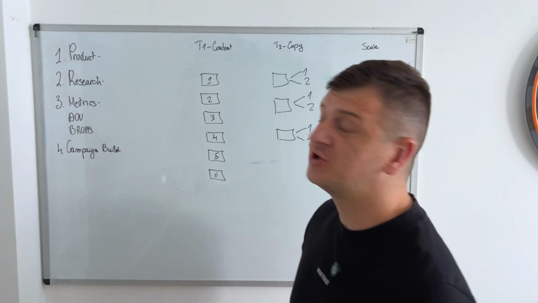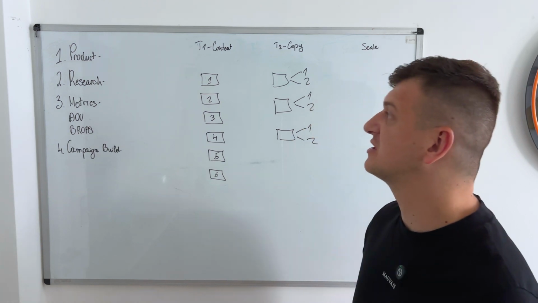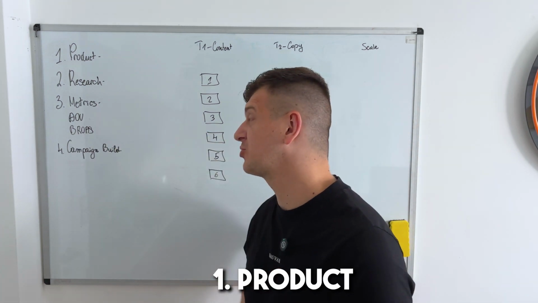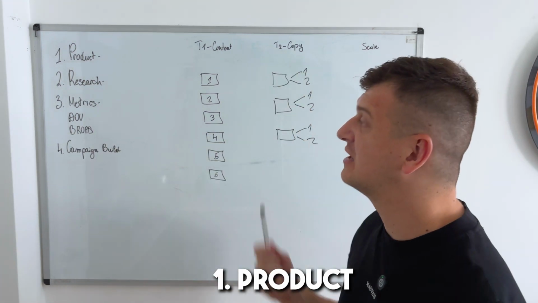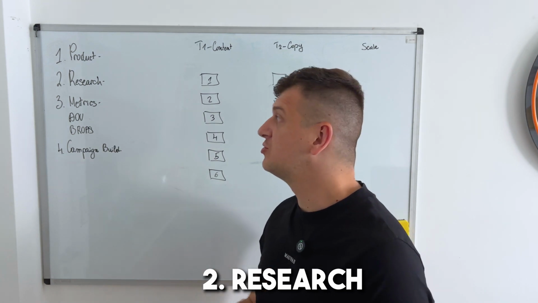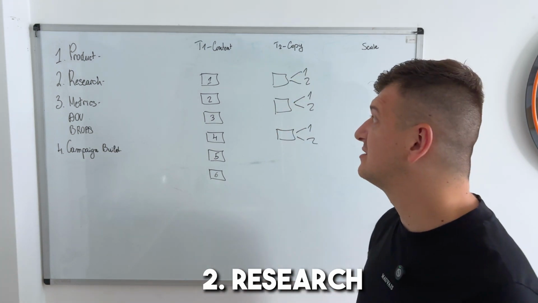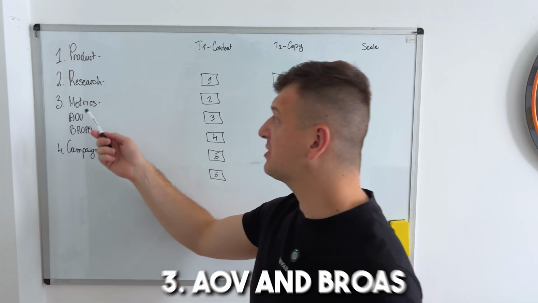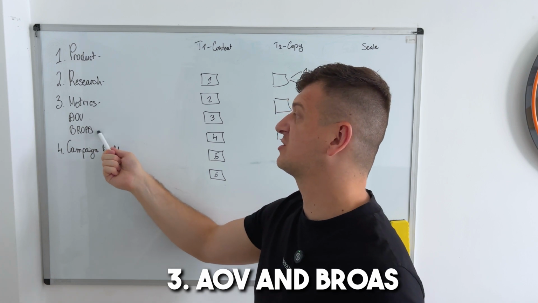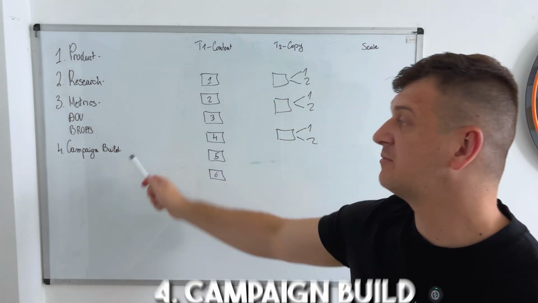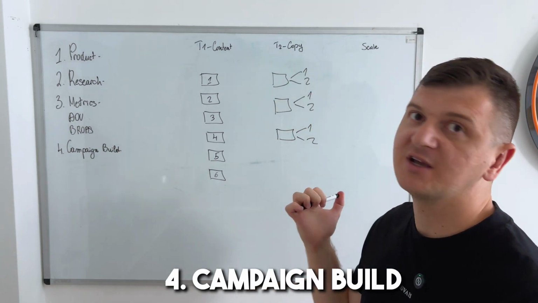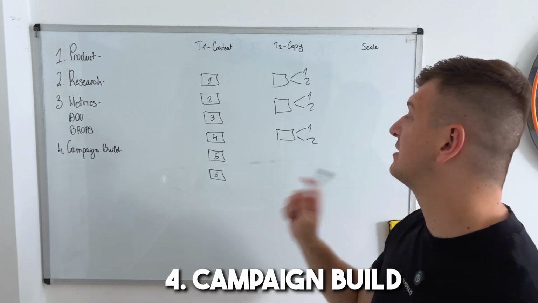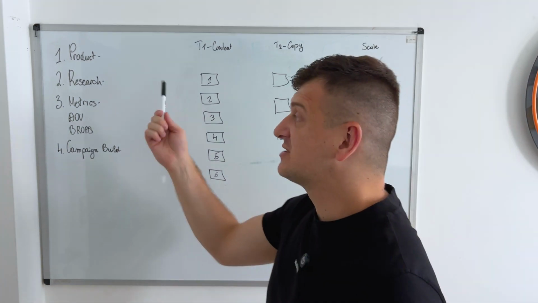There's a couple of steps that you need to take before you start executing the tests. First, you need to decide what product or collection you're gonna promote and test. Second, you need to do your research, so what content you're gonna use to test. Number three, you need to find your average order value and break-even ROAS. And number four, you need to build the campaigns and optimize them and do the testing and then scaling. So let's go through the stuff.